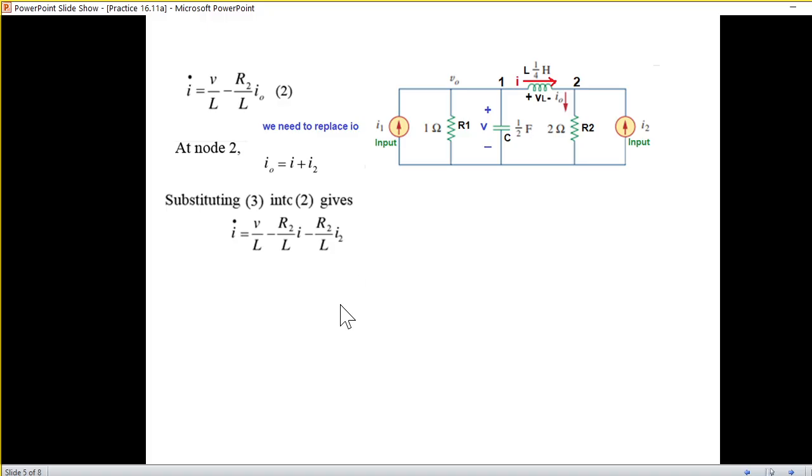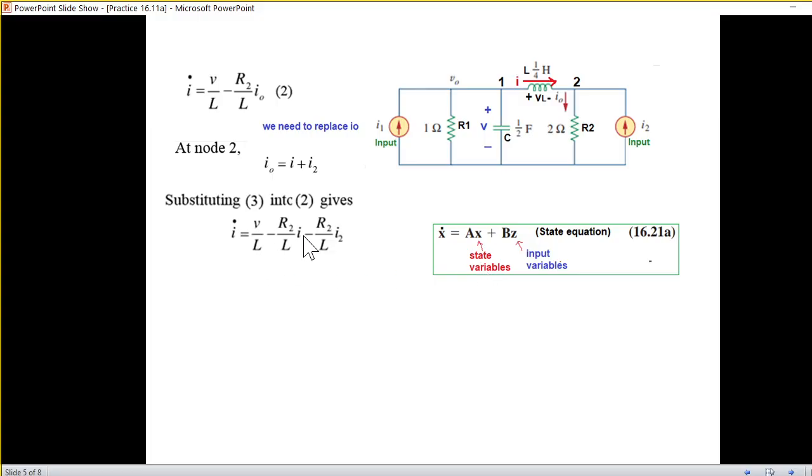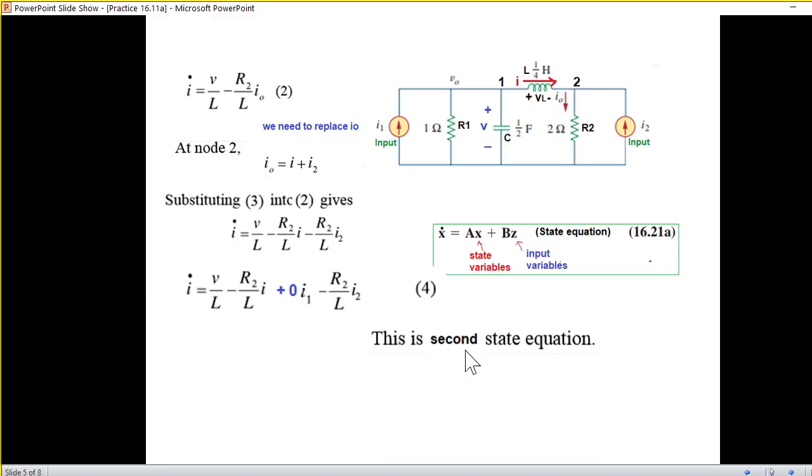And now here also you can see the same logic that we had used, that we have the two state variables V and I, but we don't have the two inputs. We only have one input I2. So we got to incorporate I1 by multiplying it with 0. So this part remains the same. Here we are just adding 0 I1 minus. So this is the second state equation. So we have got two state equations for V dot and I dot.